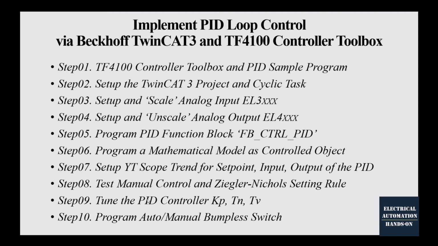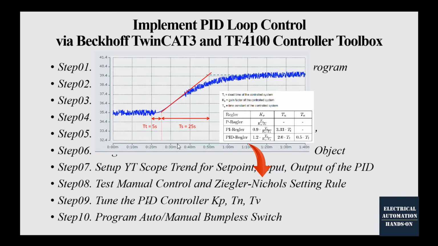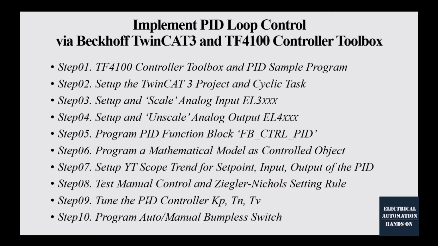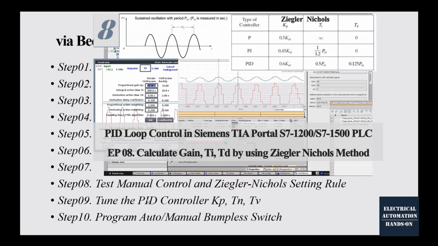Using the manual control, you can basically find the behavior of your controller and your process. And also, I will introduce the Ziegler Nichols setting rule. Fortunately, on the Beckhoff website, they have an introduction of this Ziegler Nichols setting rule. If you saw the Siemens PID loop control series video before, in that series I introduced the Ziegler Nichols setting rule, and I used the second method of the Ziegler Nichols way.